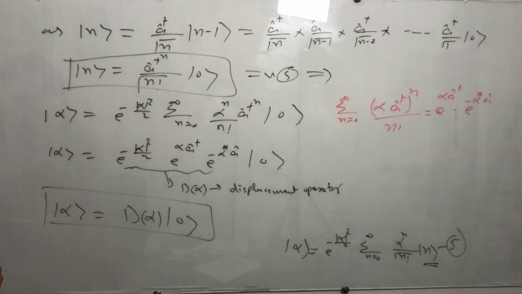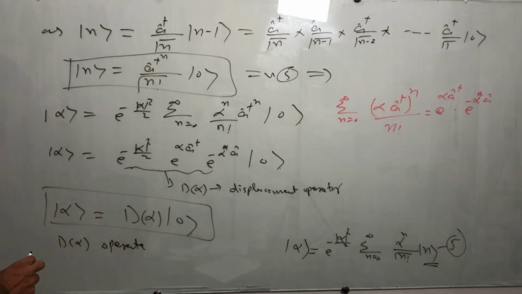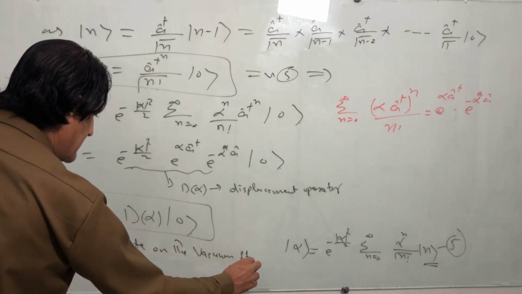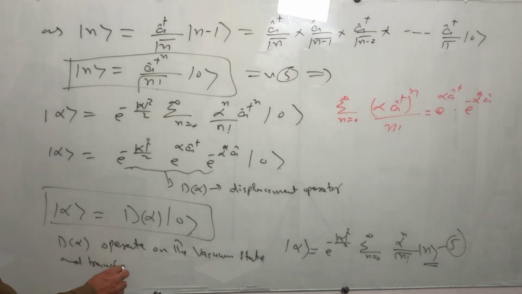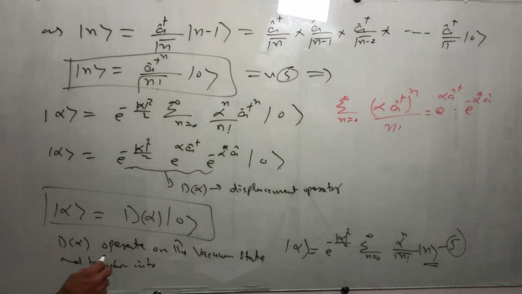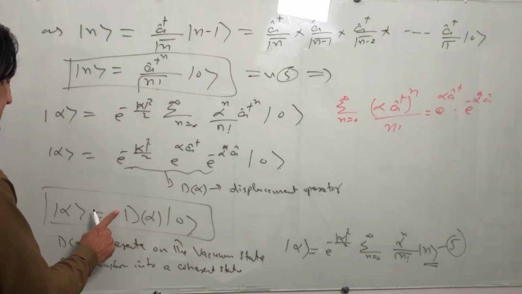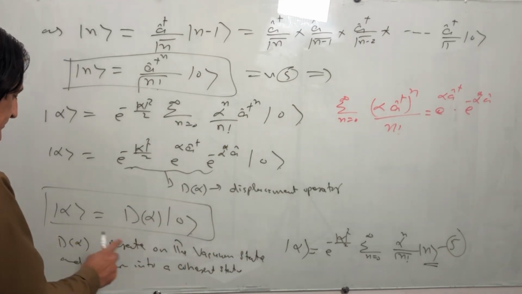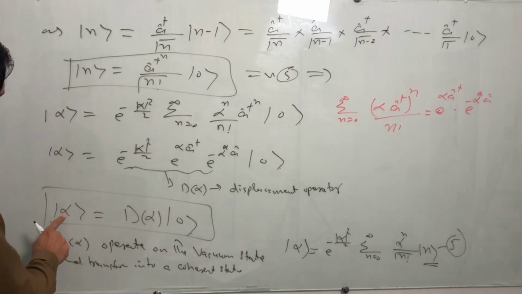And this equation shows that D of alpha operates on the vacuum state and transforms it into a coherent state. So it means that this operator is important. If this operator acts on a vacuum state, then we can get some number of photons, and if we have a number of photons, then this is a coherent state. So this D alpha operator on a vacuum state gives us a coherent state.